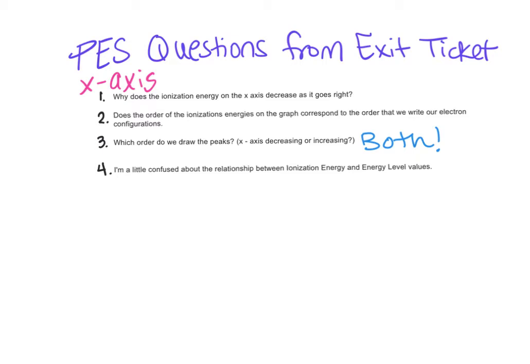And then number 4, confused about the relationship between ionization energy and energy level values, energy level energies. Okay, that's a good question. Ionization energies are always going to be positive because it's how much energy you need to put in to remove an electron. Energy level values are always negative. We learned that earlier. So they will be equal in magnitude but opposite in sign for a particular electron.